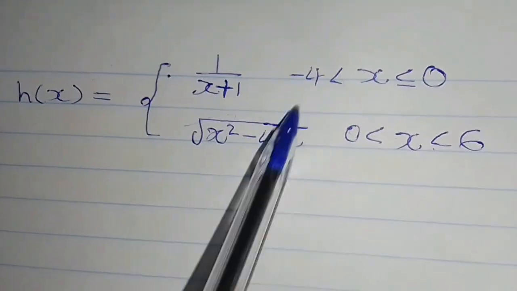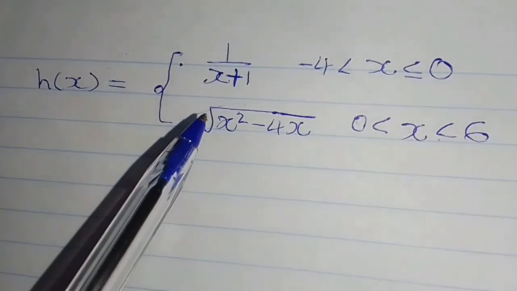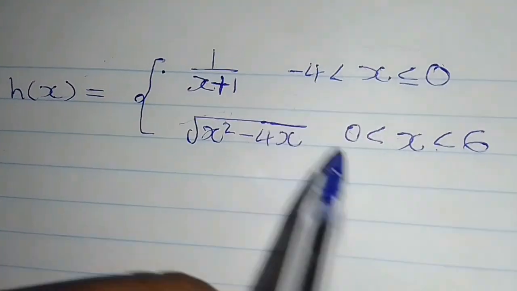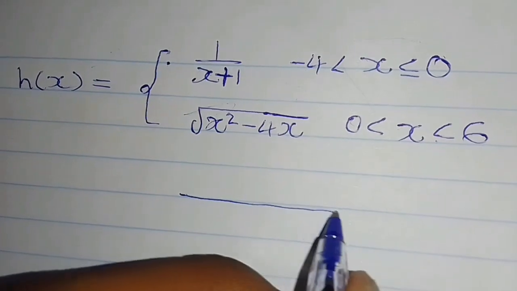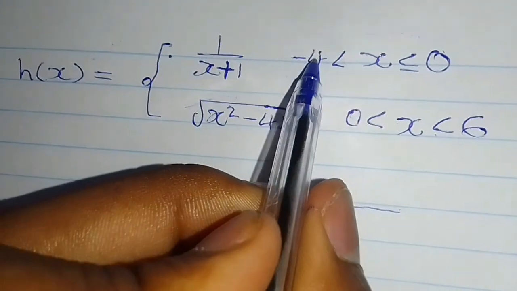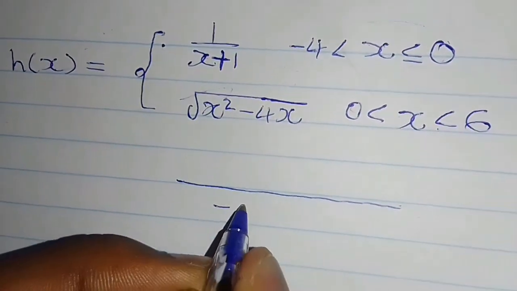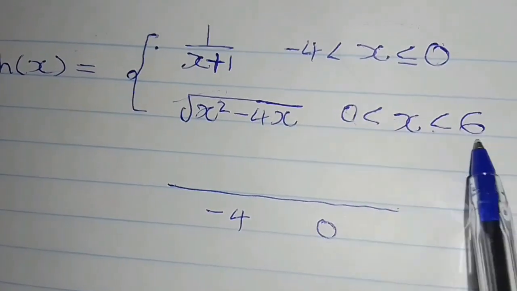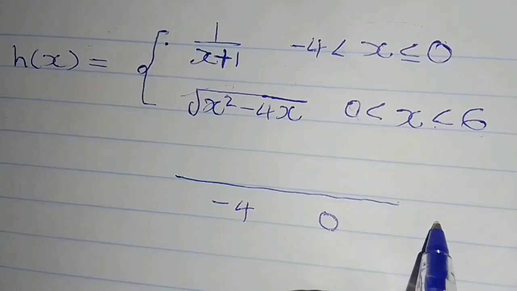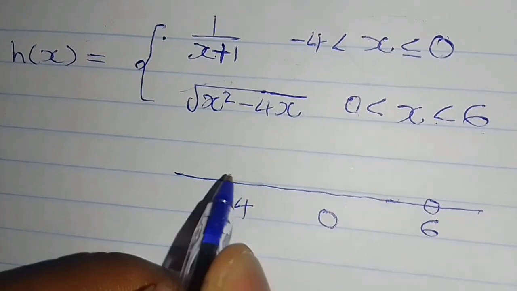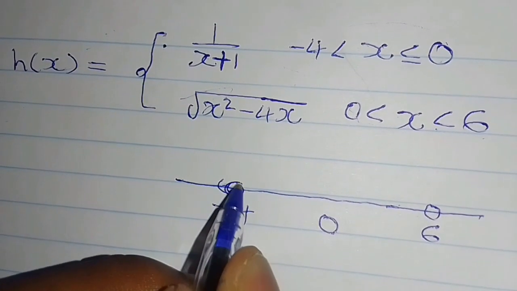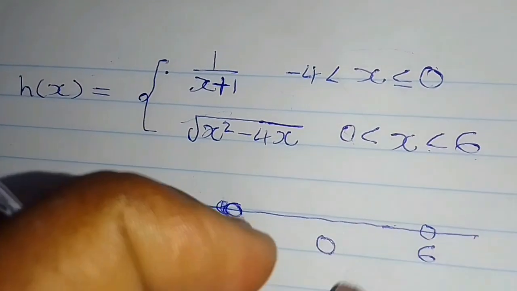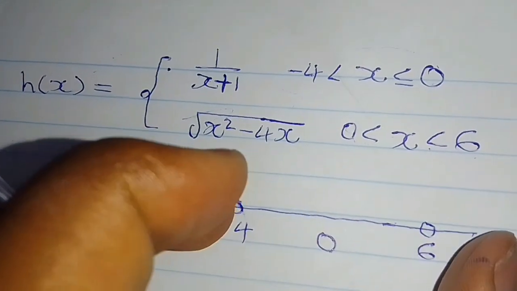Let's say we have a piecewise function defined by something like this. Firstly, let's look at the interval. Let's say we're looking for the domain of this function. We first look at the interval. We go from -4 to 0, and we also have a second interval from 0 to 6. So we're only working between -4 and 6, so we already know that the domain should not extend beyond that, right?